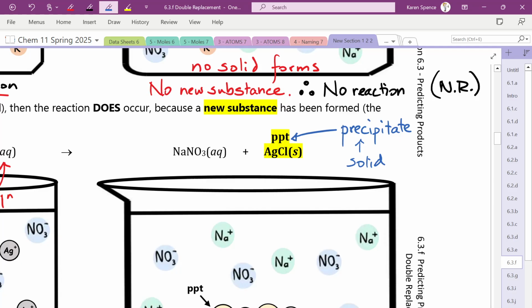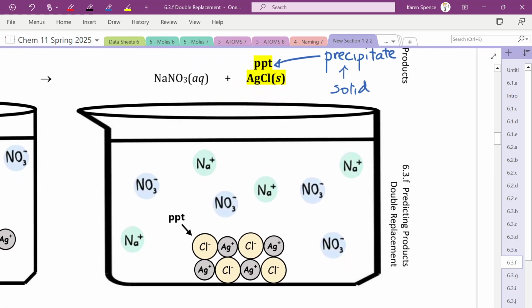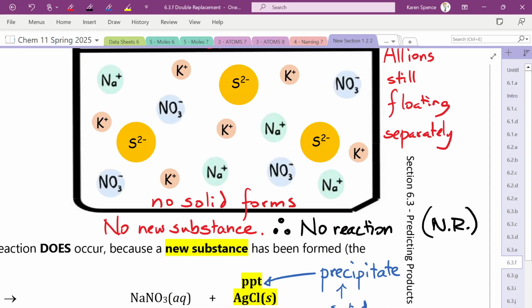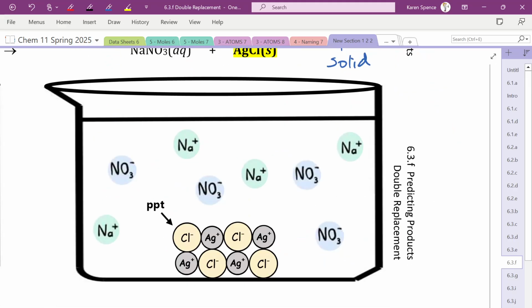So what does that look like in the beaker? This time, instead of having everybody just floating around separately, the silver and the chloride get together and they form a solid. I have shown that solid as a single chunk. It's not really a single chunk. There's really like teeny little bits of solid here and there all over the place that are all scattering the light.